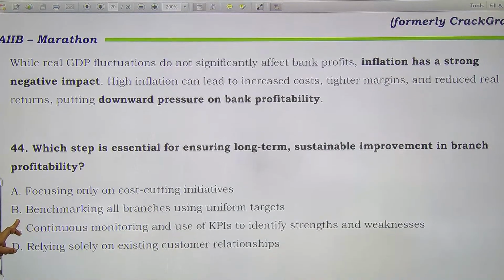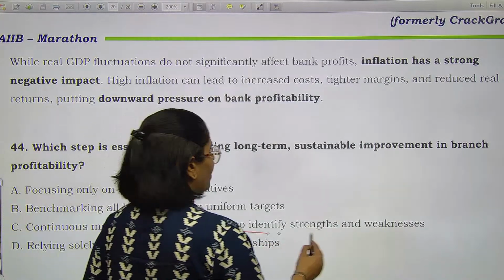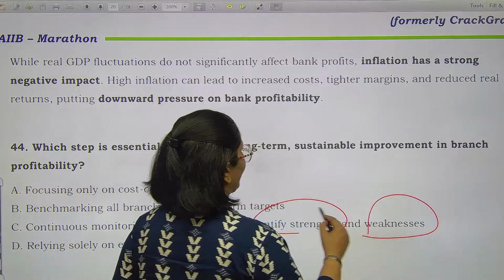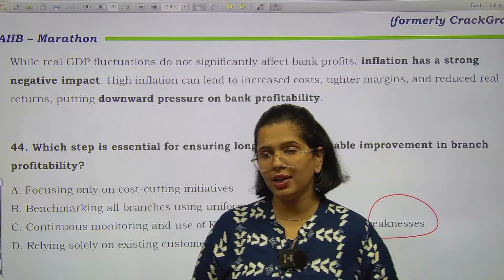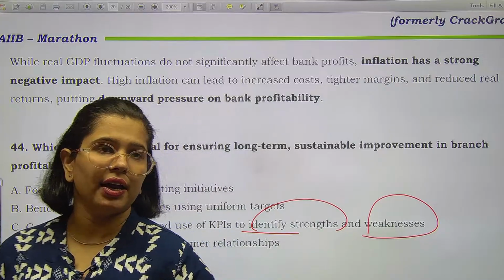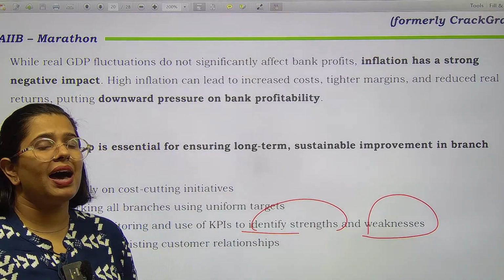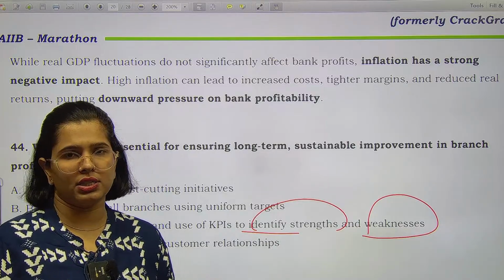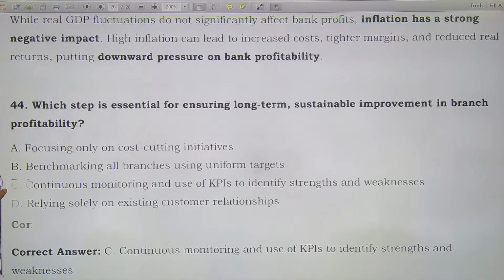Now, which step is essential for ensuring long-term sustainable improvement in branch profitability? So, over here, continuous monitoring and use of your key performance indicators will help you identify your strengths and manage your weaknesses. Suppose digital connectivity is one of your weaknesses, you can identify it through key performance indicators like how many times the system has failed during the current month. So, this is a key performance indicator. Through this, you can improve the branch profitability.